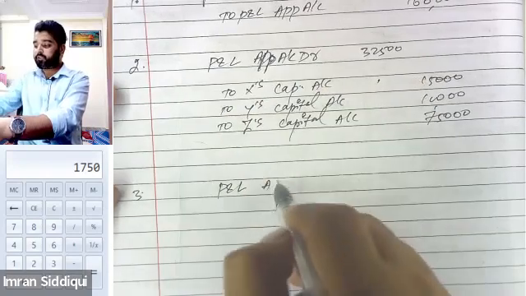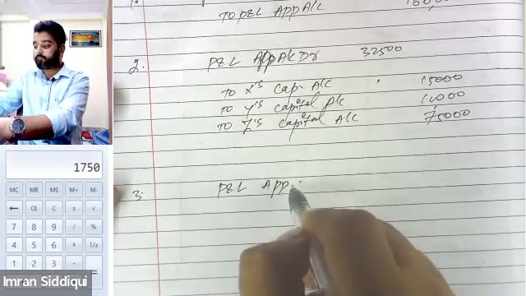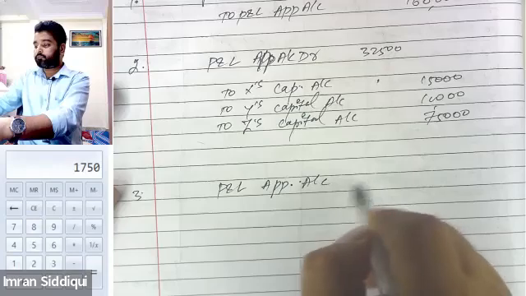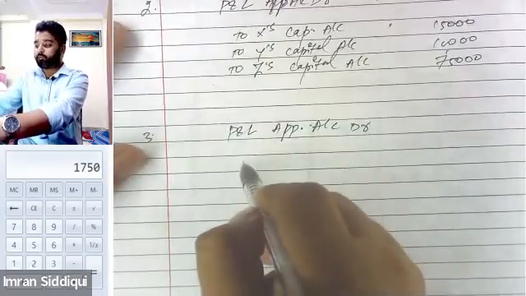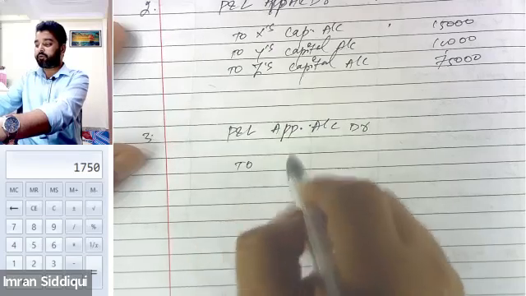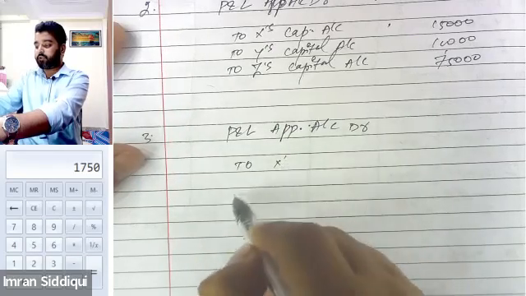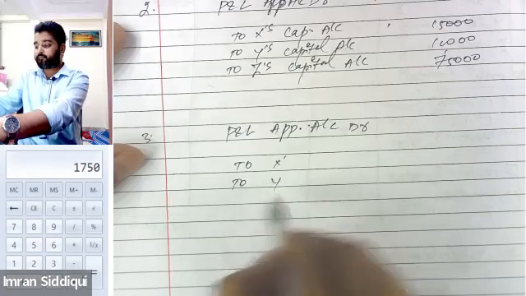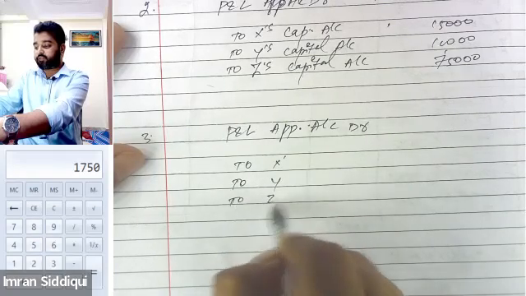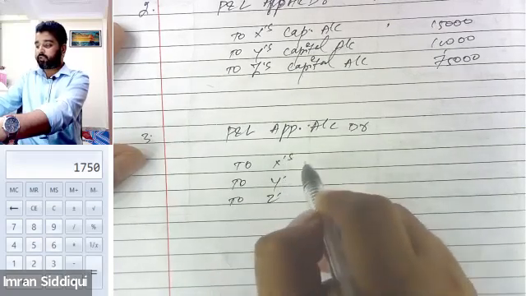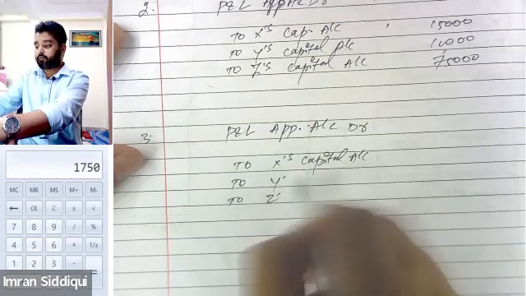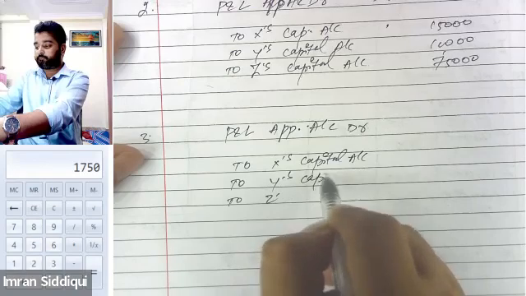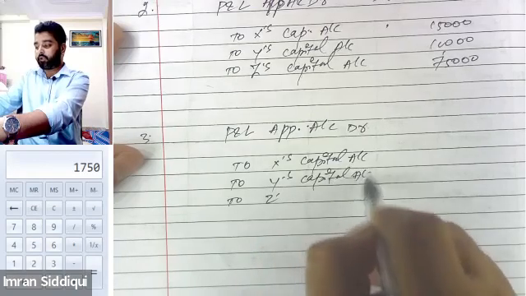Profit and loss appropriation account, debit to name of the partners. The names of the partners are X, Y and Z. So we will write down X capital account, Y's capital account, and Z's capital account.